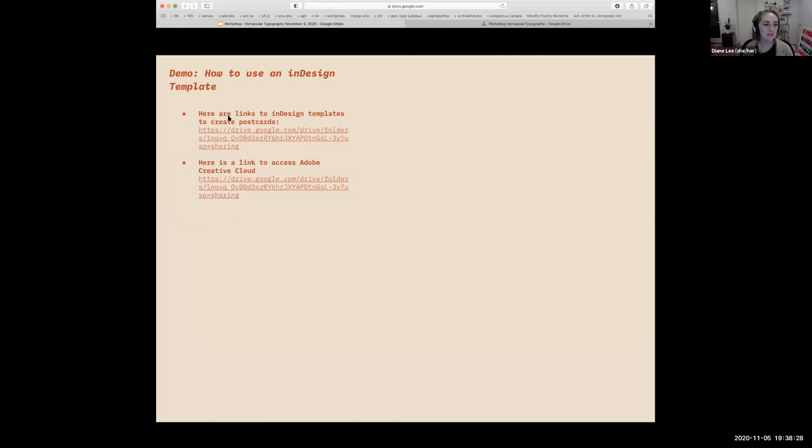So I've made a folder of InDesign templates for each of you to use as you create postcards. InDesign is part of the Adobe Creative Suite, and so if you are affiliated with San Jose State, then you will have access to Creative Suite. When you open an InDesign template file, it will open up pre-populated with a grid and with text and with places where your images should go.